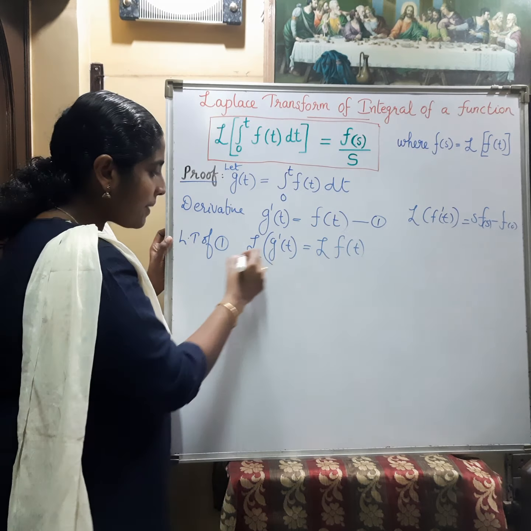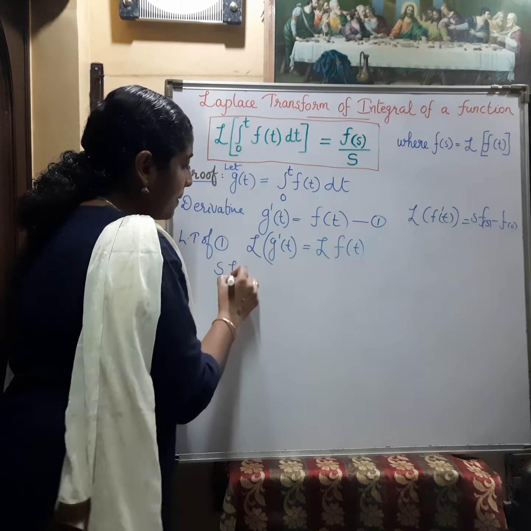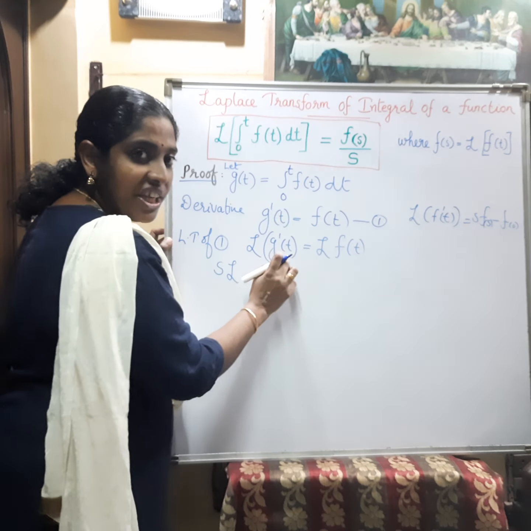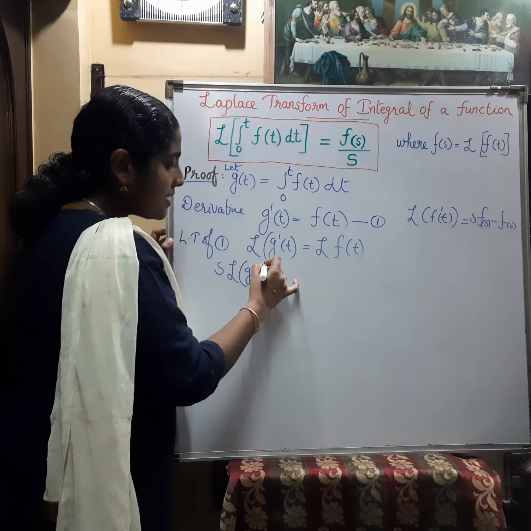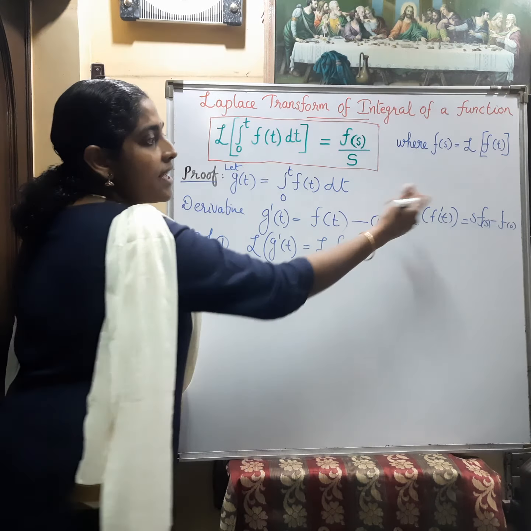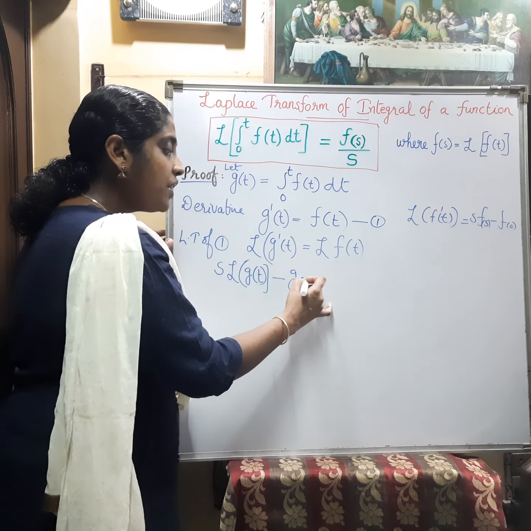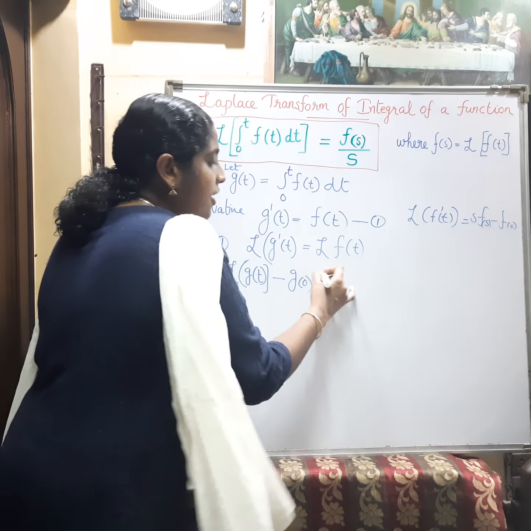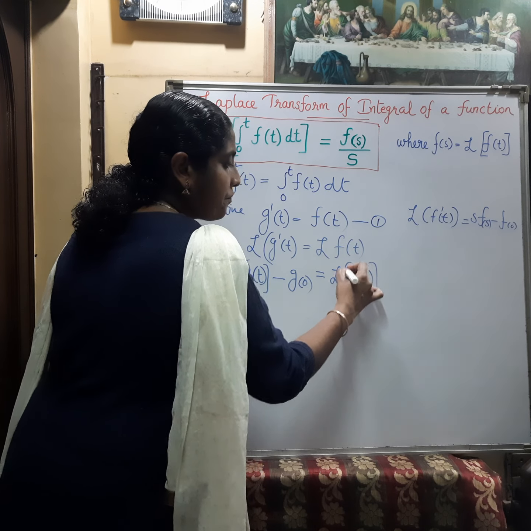So here the Laplace transform will be s F of s, where F of s means the Laplace transform of this function. Which function here? It is g of t. So s into the Laplace transform of g of t minus, instead of f of 0 it will become g of 0, is equal to Laplace transform of f of t.